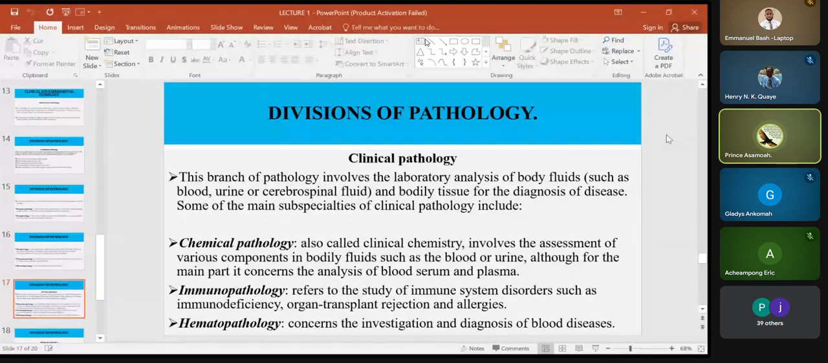So these are some of the ways that we are able to know, through immunopathology. Then we have hemopathology, hem signifying blood. So we look at blood and blood conditions, blood and blood pathologies. A lot of them. We'll have time to look at some of them.